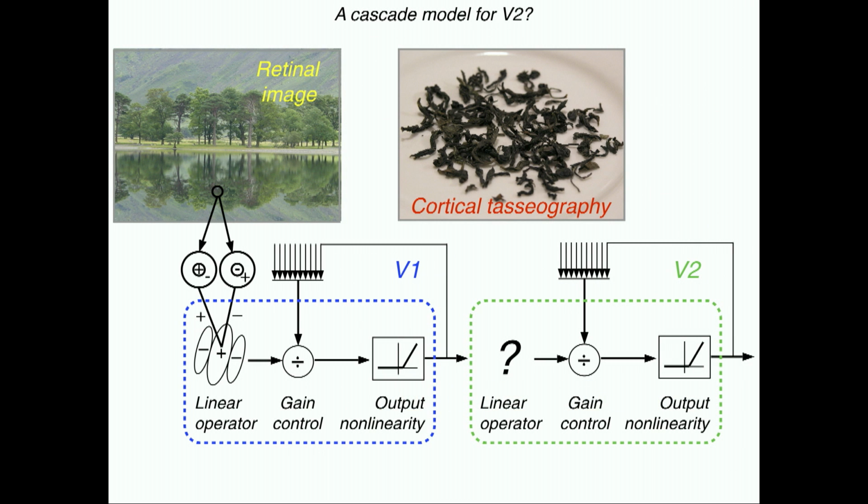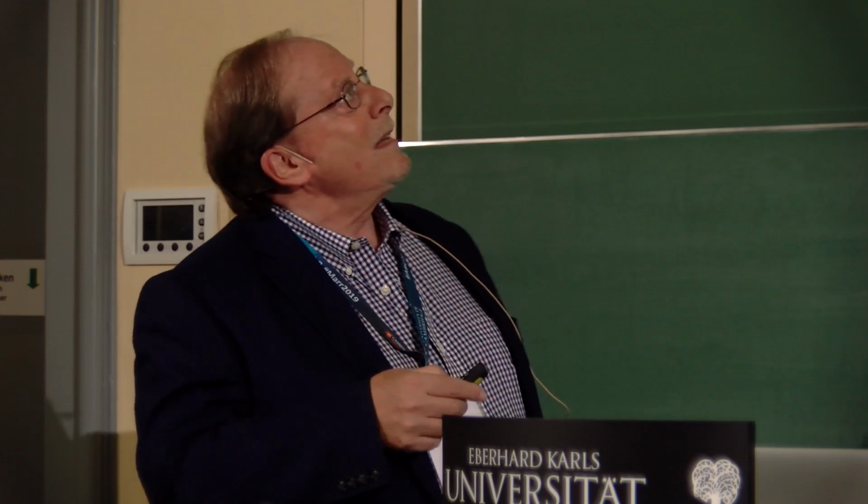So in terms of a cascade, which is what I'd like you to think about, where we take our V1 and we connect it to a V2 which is laid out the same way, at least for hypothetical reasons, we might as well start with that. It has a linear operator at the front, or many linear operators, but we don't know what that is. That is, we don't know what the receptive field transformation from V1 to V2 is.